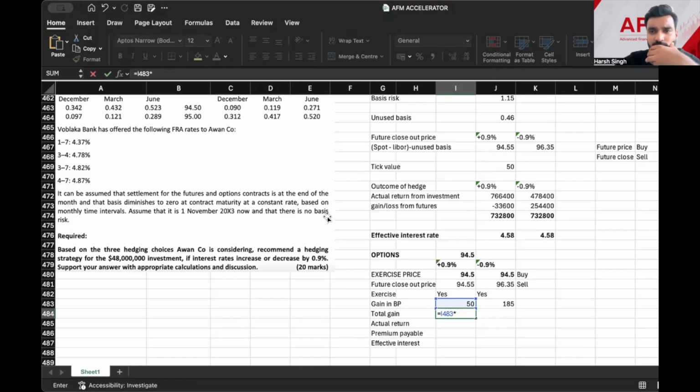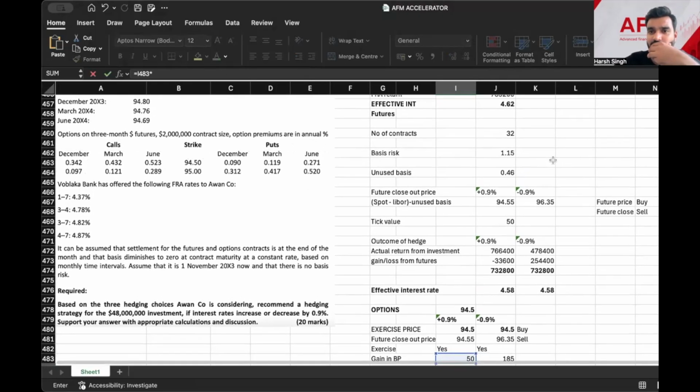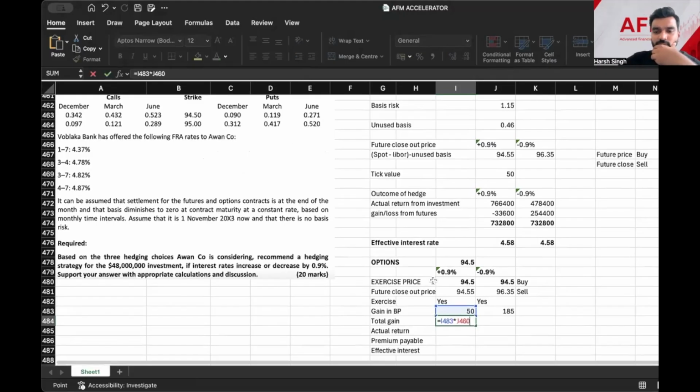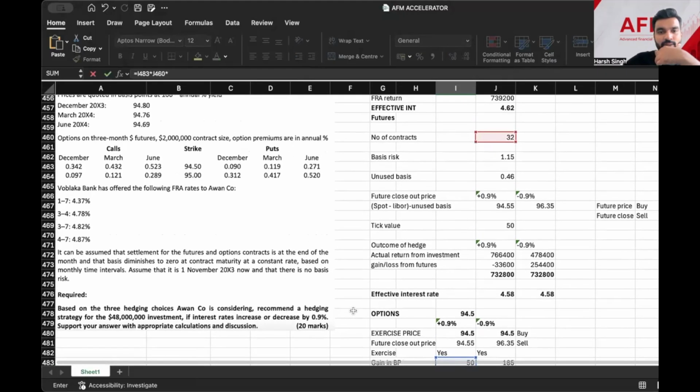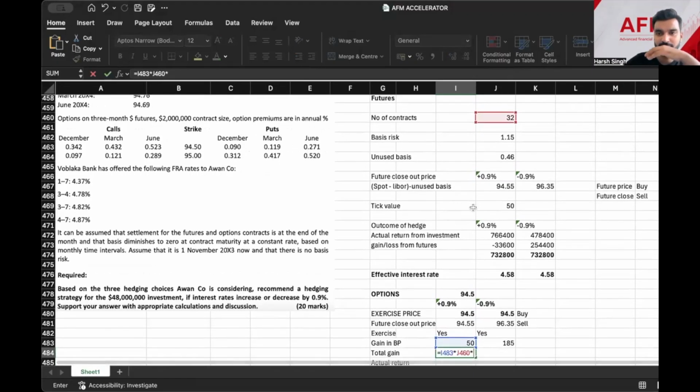So now what is the contract size, everyone? That will be again equal to 32 multiplied by tick. That is given as, is it differently given? No. Okay.